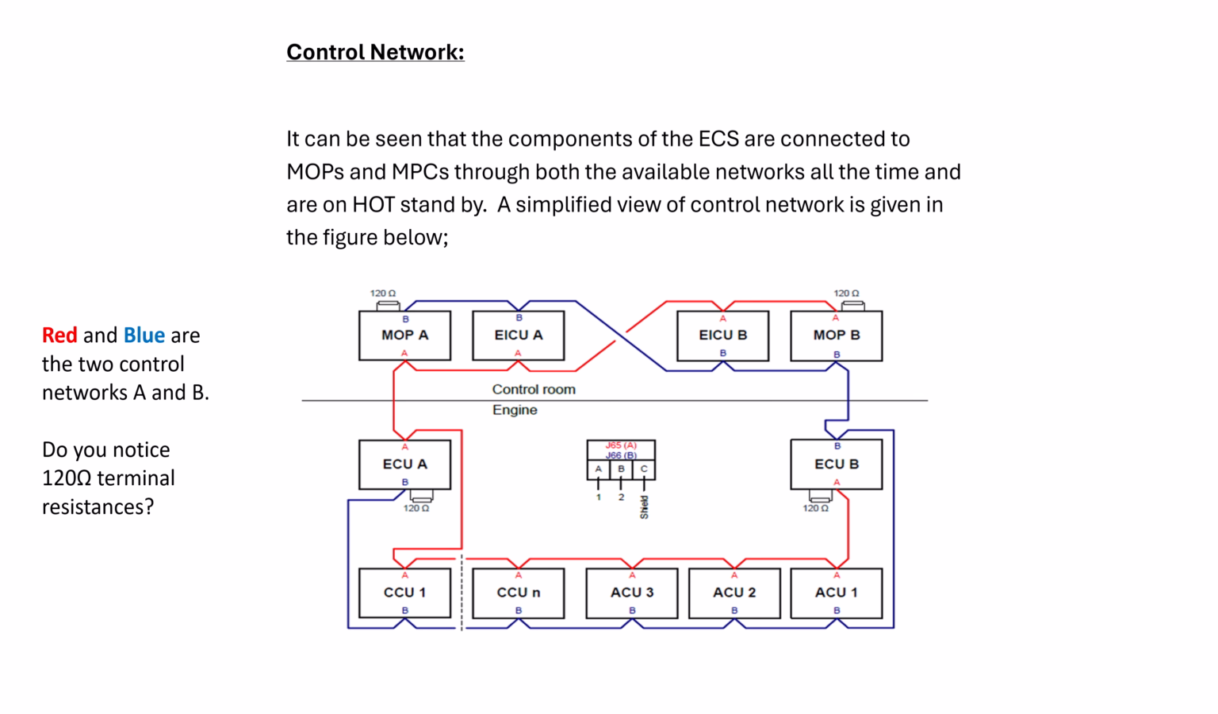A simplified view of the control network is given in the figure below. So this you can go through. Just spend some time. Remember this 120 ohm, we call terminal resistances, which is very important. The electrical officer must measure the value of it from time to time.